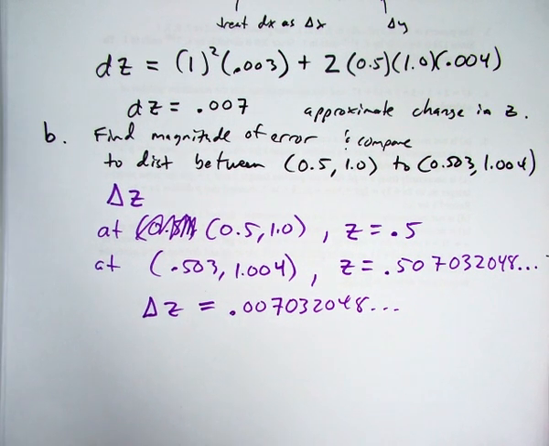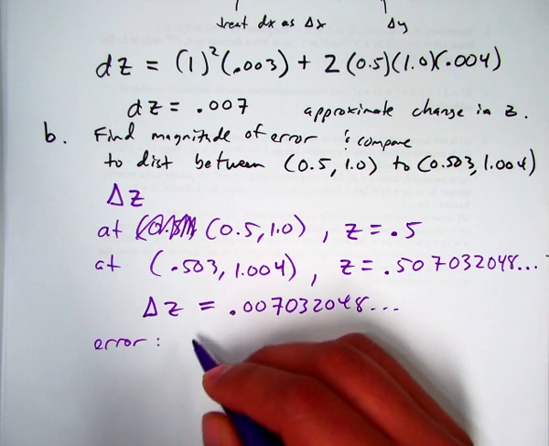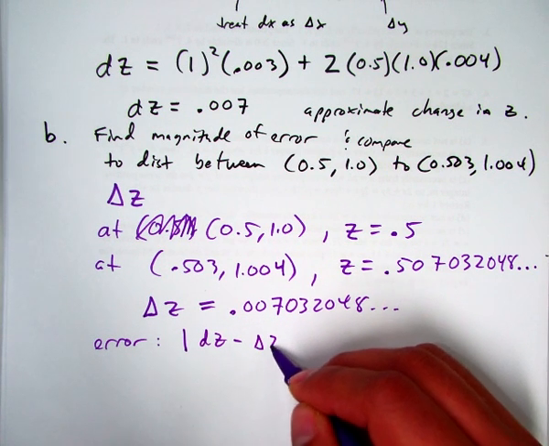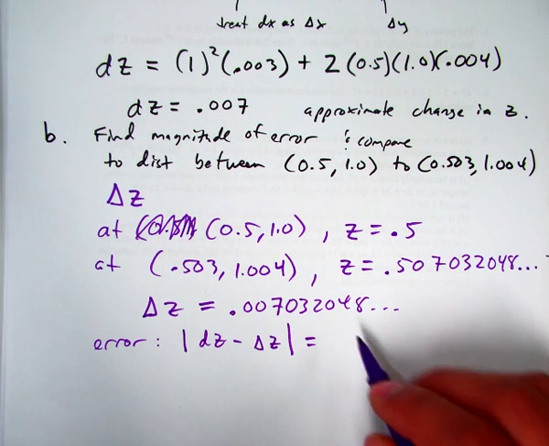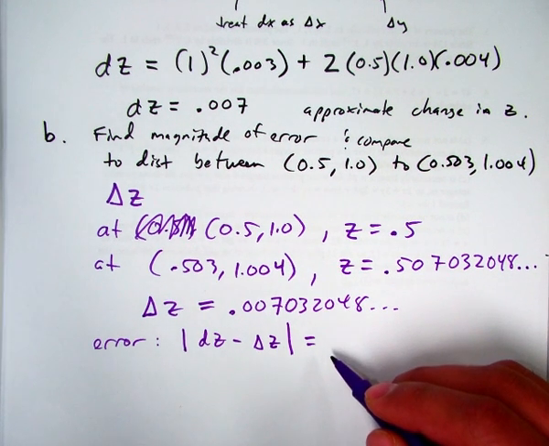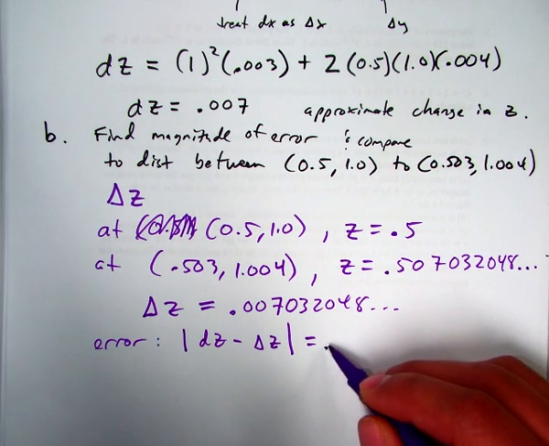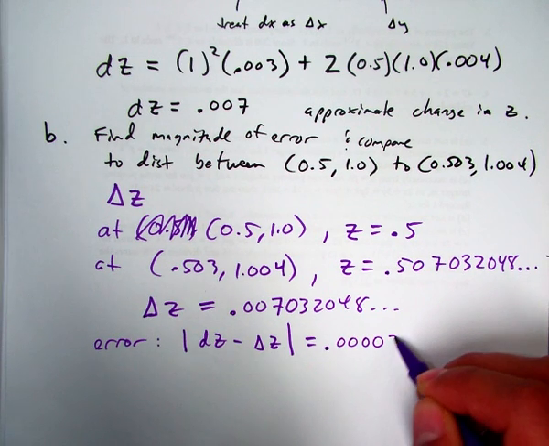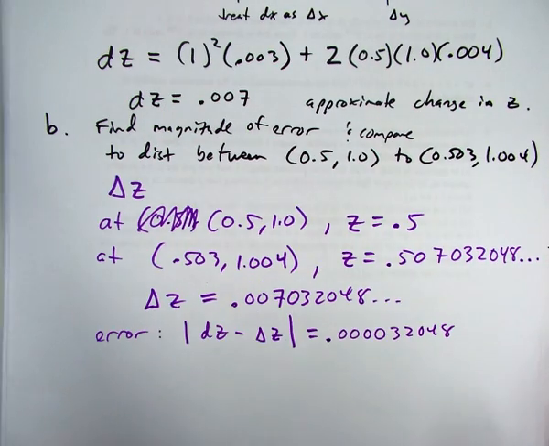Okay. So now the error will be the absolute value of the approximation minus the real change. We're going to divide by the length in a minute here. Let's see. The 0.007s drop out, so 0.000032048. So there's the error in our approximation.